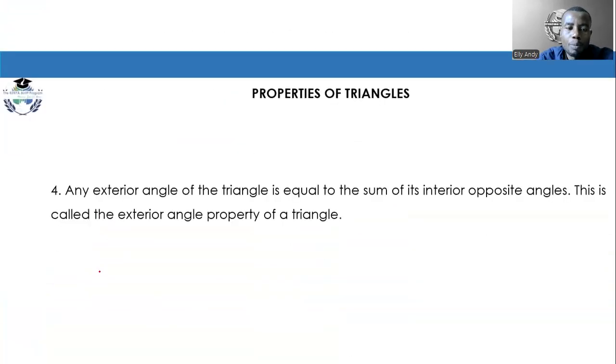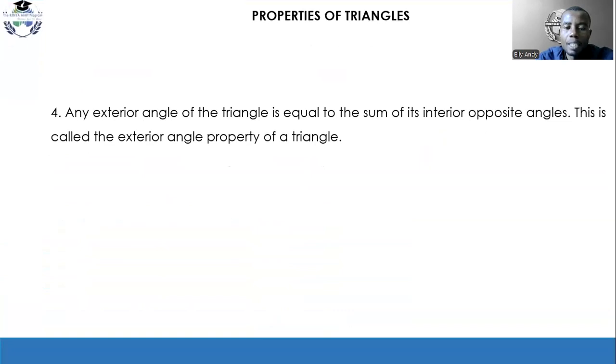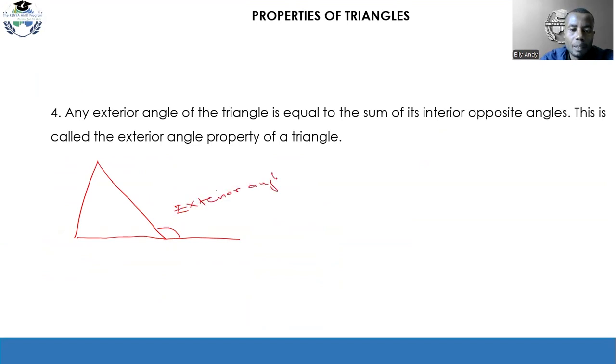Okay, let's look at the fourth property, that any exterior angle of a triangle is equal to the sum of its interior opposite angles. So let's sketch and see what we mean by exterior angle. If you extend a side, then the angle it forms with the adjacent side is called the exterior angle. So in this case, let's call it angle E.